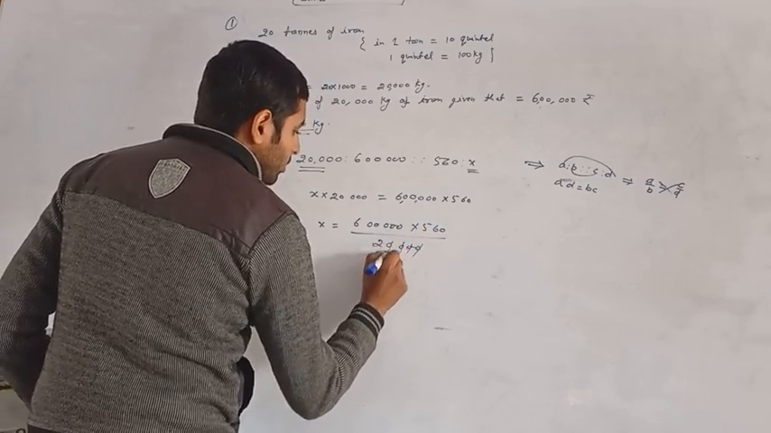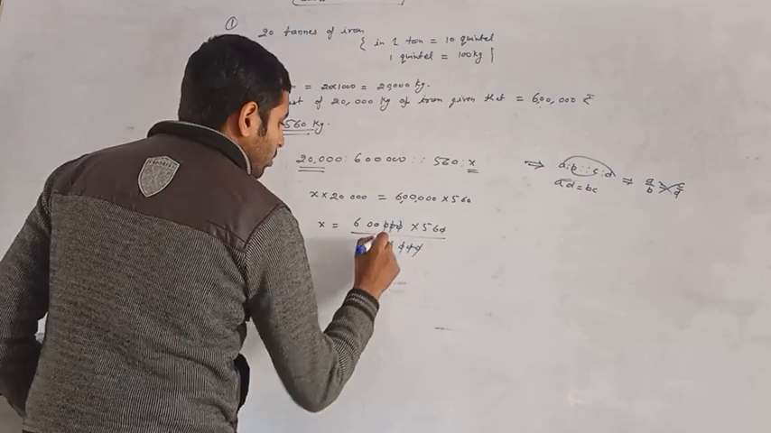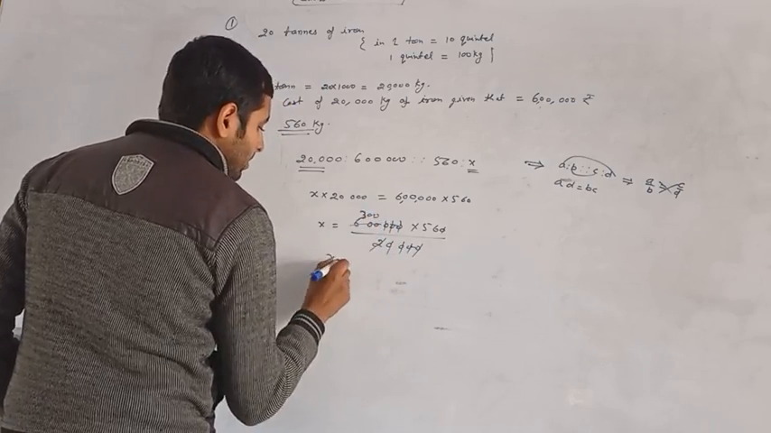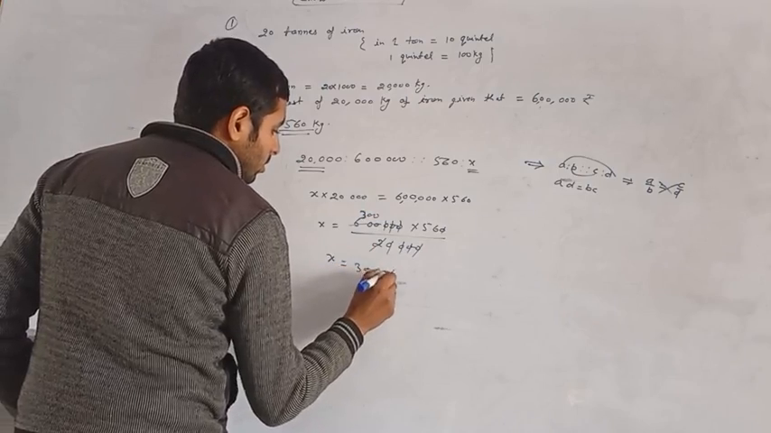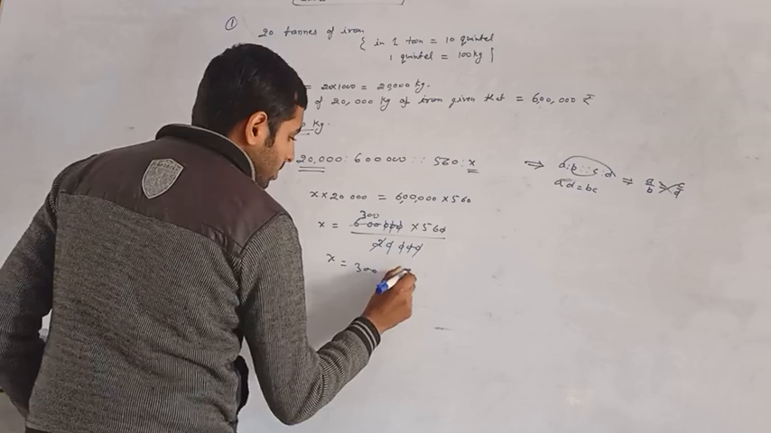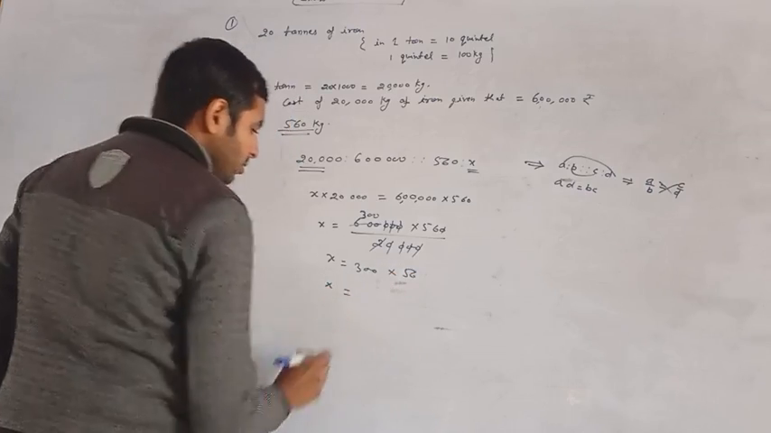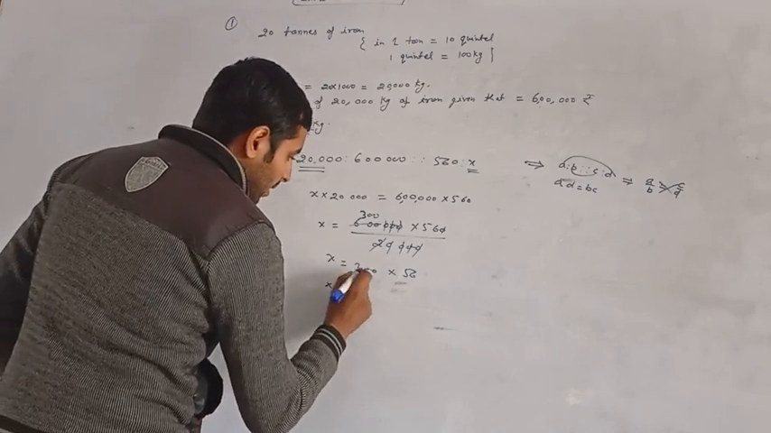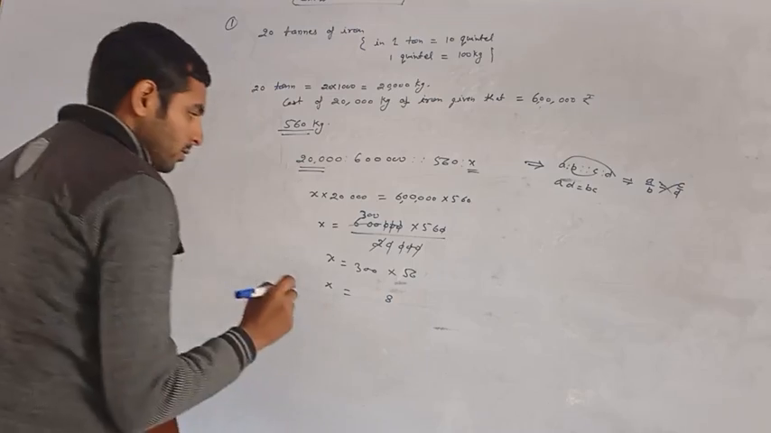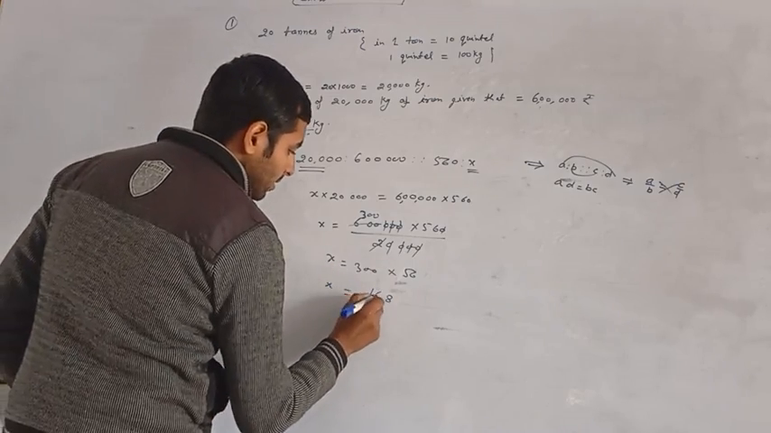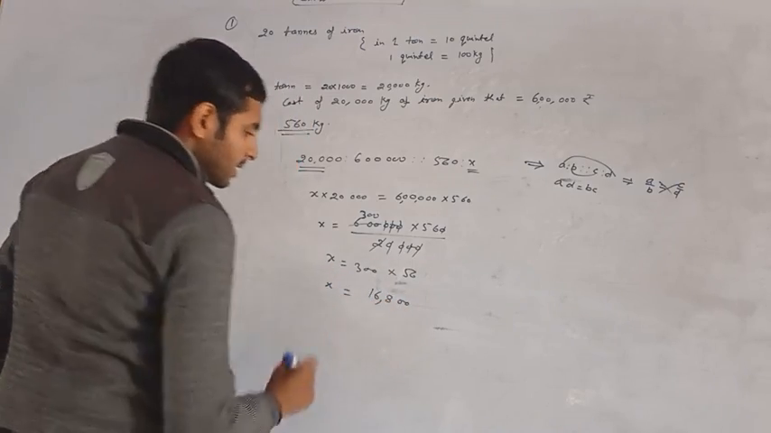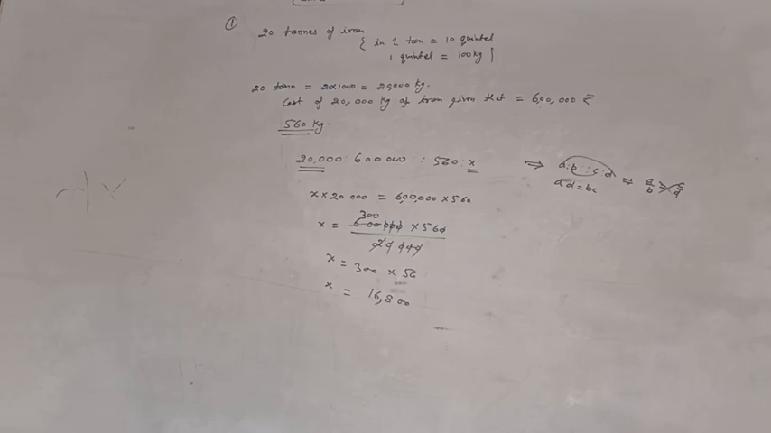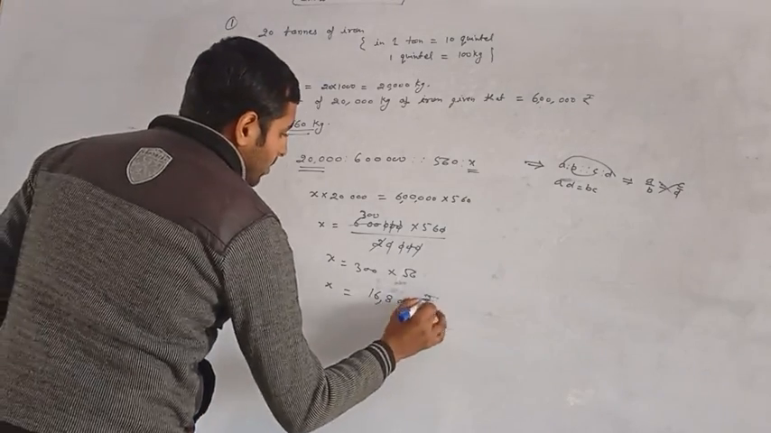Cancelling the zeros, x is equal to 300 into 56. Then x is equal to 16,800 rupees. So this is our answer.